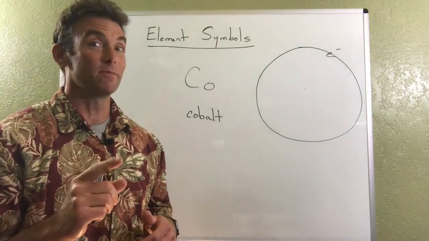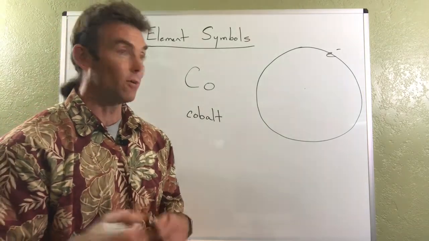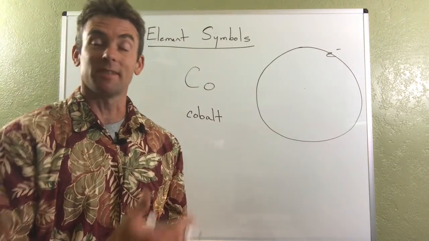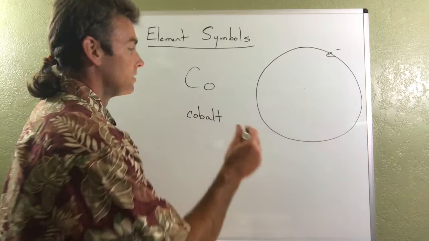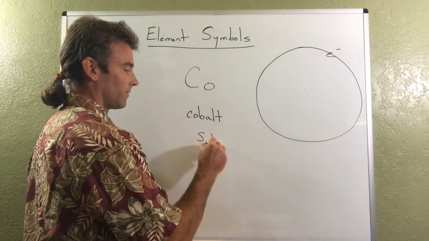The 27 is probably, in my opinion, the most important one at this point, because it turns out that cobalt has to have exactly 27 protons. That's what that number corresponds to. So we can just kind of keep track of the subatomic particles.